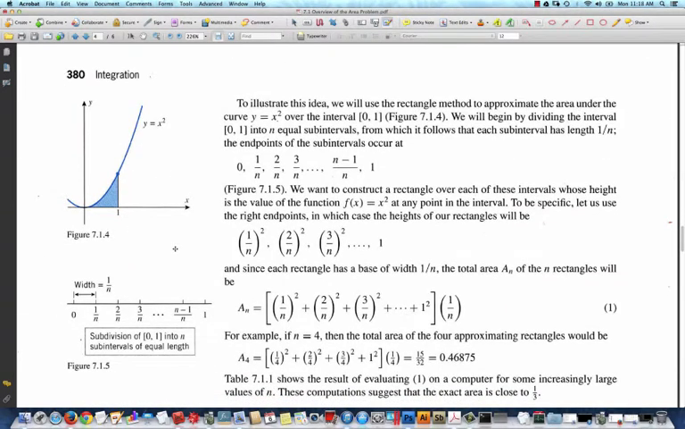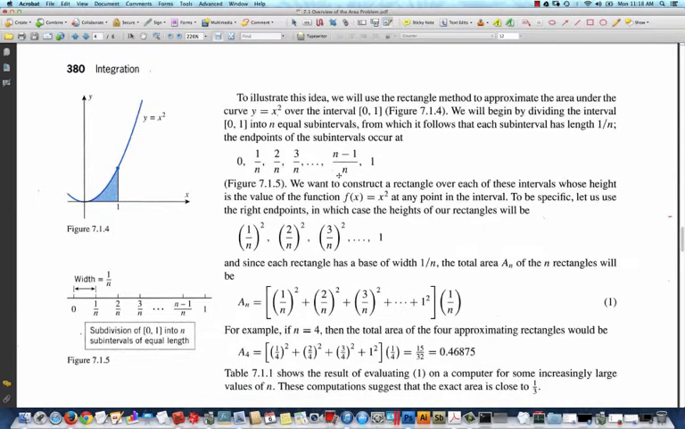To illustrate this idea, we will use the rectangle method to approximate the area under the curve y equals x squared over the interval 0 to 1. We will begin by dividing the interval into n equal subintervals, from which it follows that each subinterval has a length of 1 over n. The endpoints of the subintervals occur at 0, 1/n, 2/n, 3/n, and so on, up to (n minus 1)/n, and finally 1. These are all the endpoints of the subintervals.